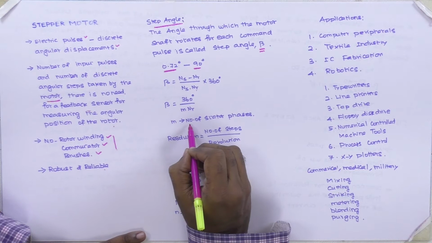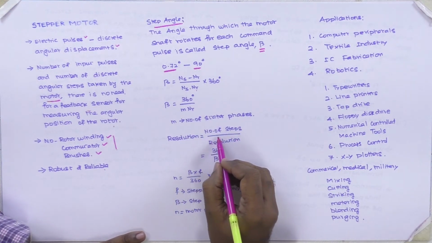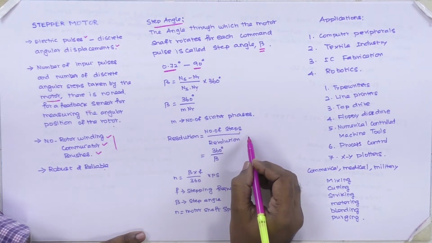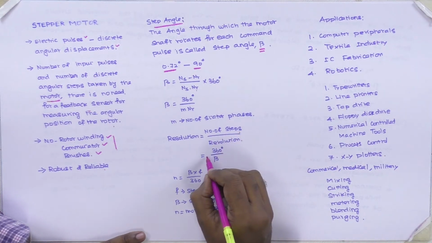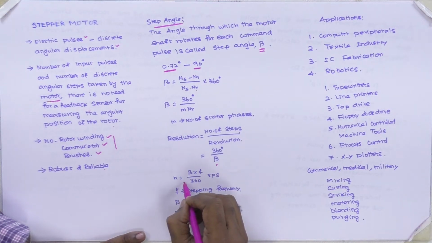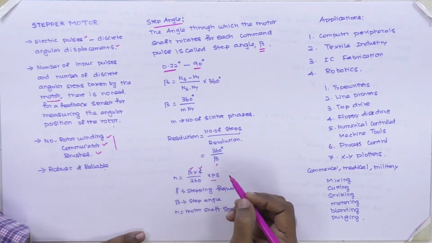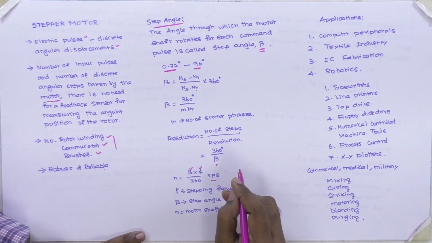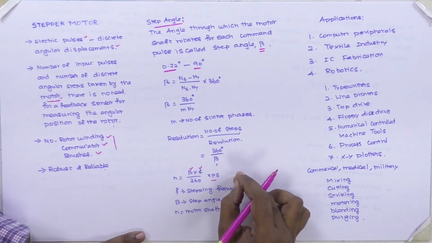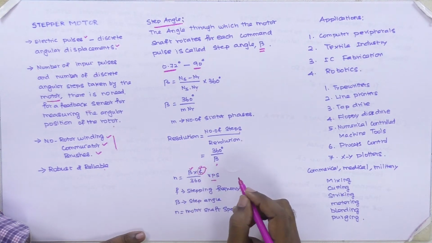M is the number of stator phases, and resolution is calculated as the ratio between the number of steps to the revolutions, that is 360 degree divided by beta. And n, the motor shaft speed, is calculated by beta into f divided by 360 rps. Here beta is the step angle and f is the stepping frequency of the input pulses. So, in a stepper motor, the speed of the motor is solely determined by the input pulses.